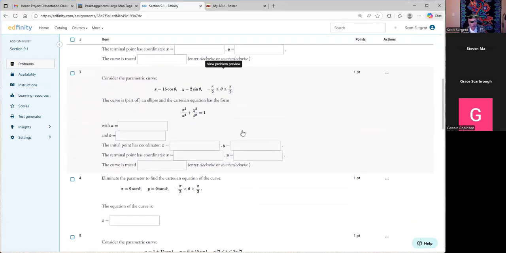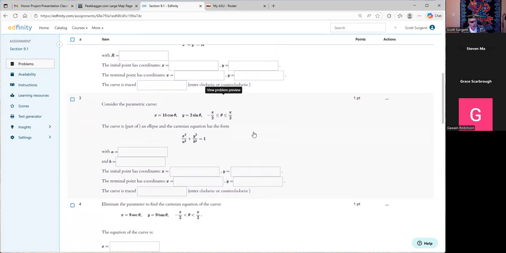Okay, number three. I was just going over a video on something similar to that. Okay. So we have, let me write this information down. We have x equals 15 cos theta, y equals 2 sine theta, theta is between negative pi halves and positive pi halves. We're going to create an ellipse.